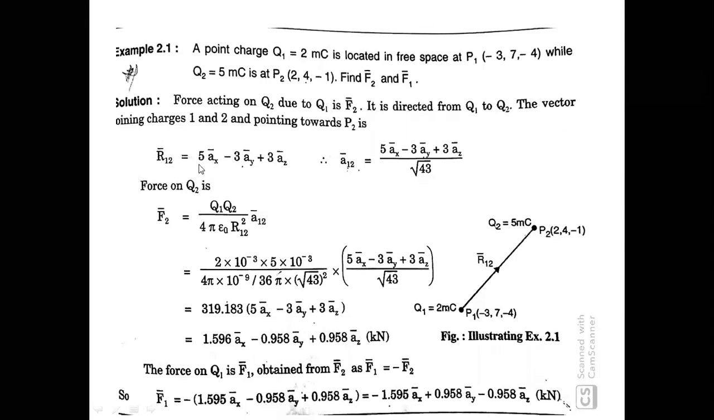Now you have to calculate the unit vector of this R12. How do you calculate the unit vector? Vector divided by its magnitude. How do you calculate the magnitude? It is nothing but 5 square plus 9 square plus 3 square, 25 plus 9 plus 9. It will become 43. So this one is a vector moving from 1 to 2, and this one is a unit vector.